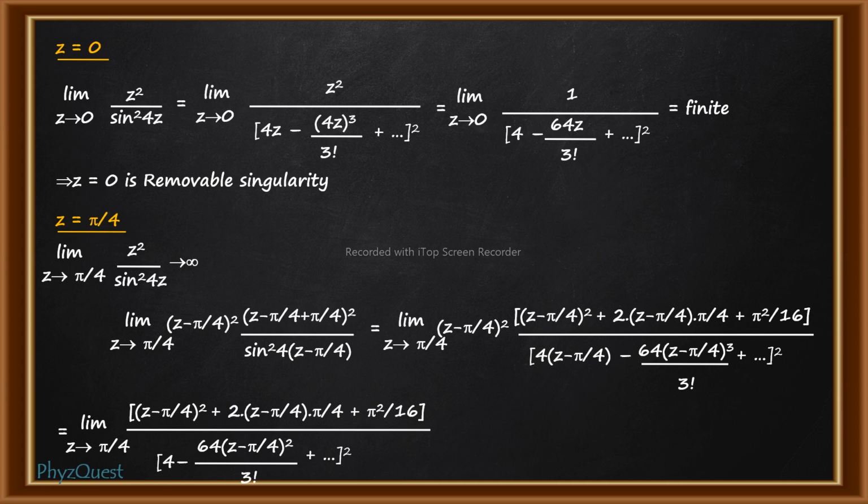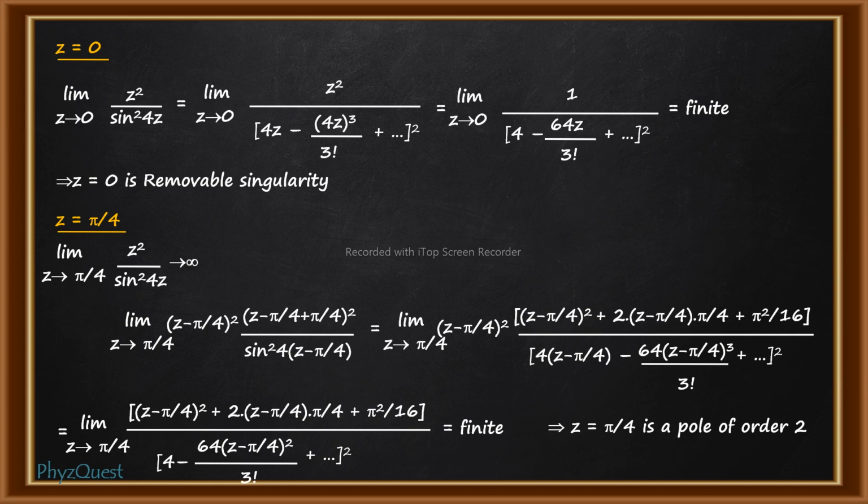So this term, when you put the limit, will give a finite value now. So now we can say that this satisfies the criteria. See here, for this singular point, limit z tends to z0 of f of z tends to infinity, and limit z tends to z0 of (z minus z0) square f of z gives a finite value. So we can say that z equal to pi by 4 is a pole of order 2. So this singular point will contribute towards the calculation of the residue of the function.